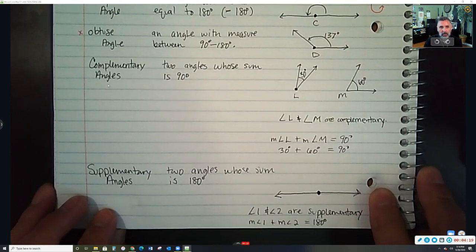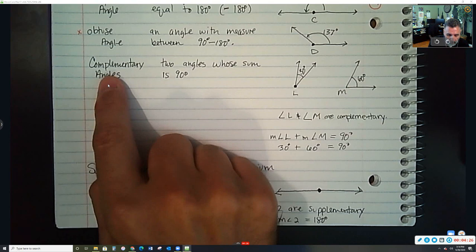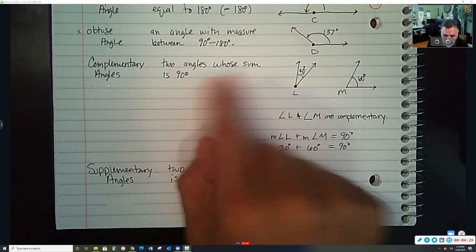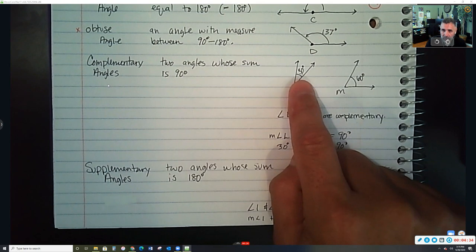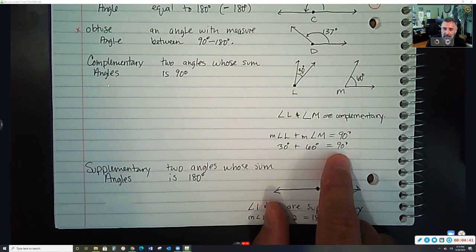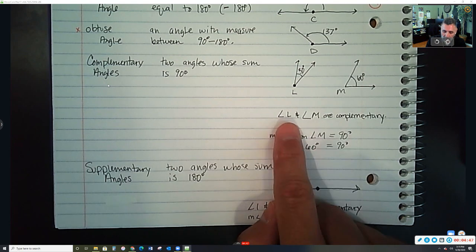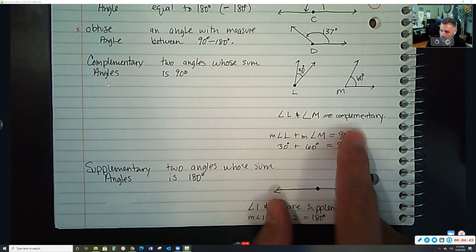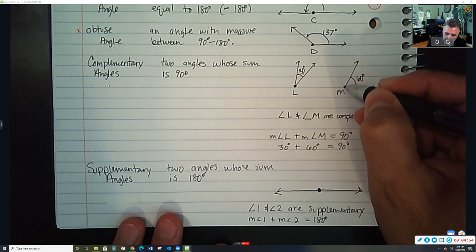But these bottom ones, complementary angle, that's two angles, or a pair of angles. Okay? So complementary angles are two angles whose sum is 90 degrees. So here's an example. I have this one that's 30 degrees. It might be a little hard to tell, but that's 30 degrees. That's 60 degrees. If I add 30 and 60, I get 90. That means the two angles are complementary. Okay? Angle L and angle M are complementary. Why are they complementary? Because they equal 90 degrees when you add them. That's why.